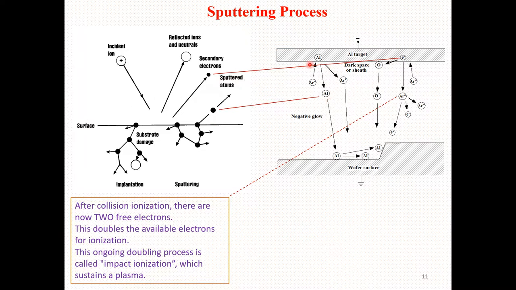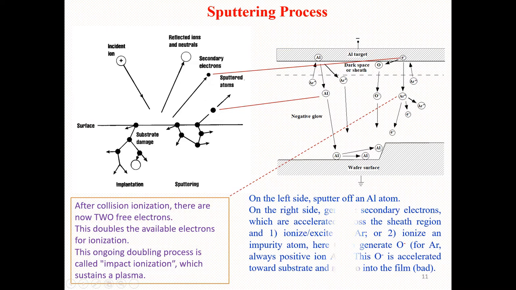What actually happens here, you can see on the right hand side as well. We have different atoms, ions and electrons. So what is going on in these figures? Let's explain it in detail. On the left side, we have a sputtered aluminum atom. So what happens after sputtering the aluminum atoms? You can see it here on the right side.